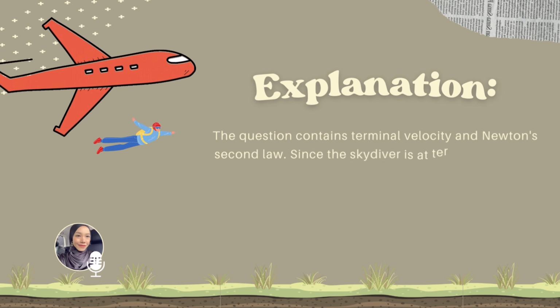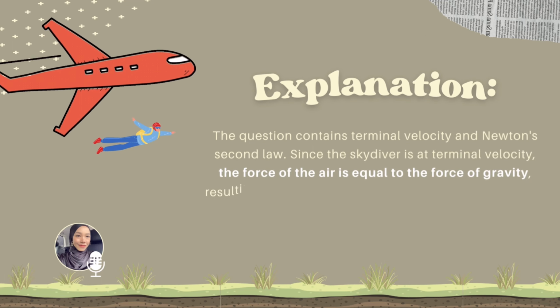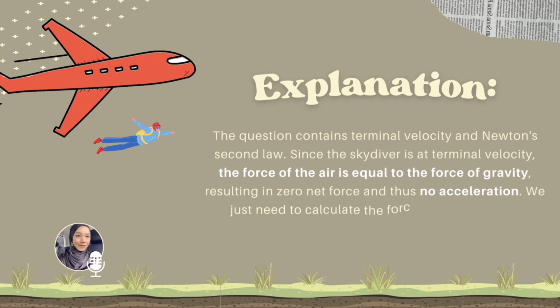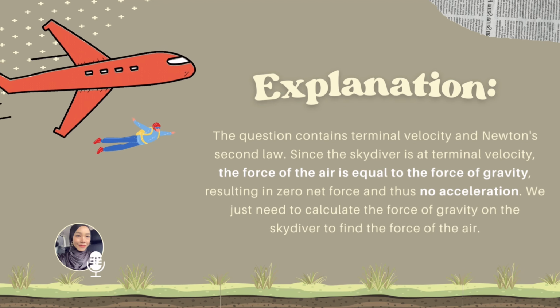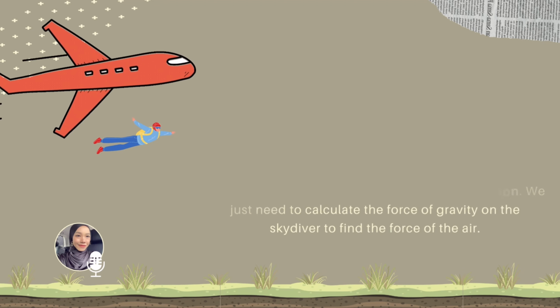The question contains terminal velocity and Newton's second law. Since the skydiver is at terminal velocity, the force of the air is equal to the force of gravity, resulting in zero net force and thus no acceleration. We just need to calculate the force of gravity on the skydiver to find the force of the air.